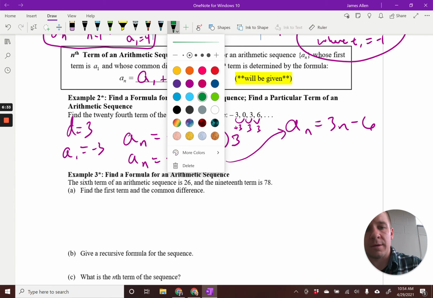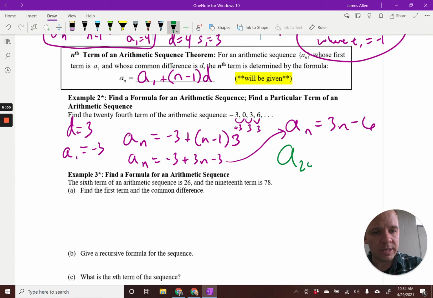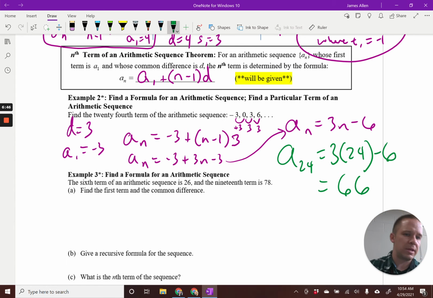Let me change colors here. So we want a sub 24. So I'll just go ahead and plug 24 in and evaluate, right? And I'll end up getting 66. Yeah, because that's going to be 72 minus 6 is 66. Done. All right, not too bad so far, right? It's good stuff. Let's move on.